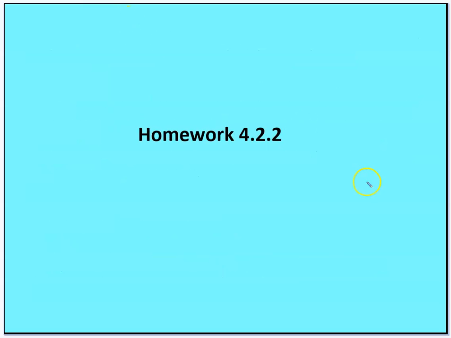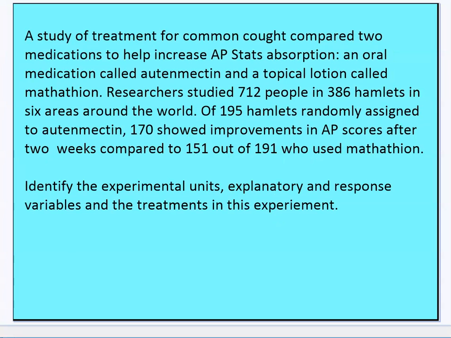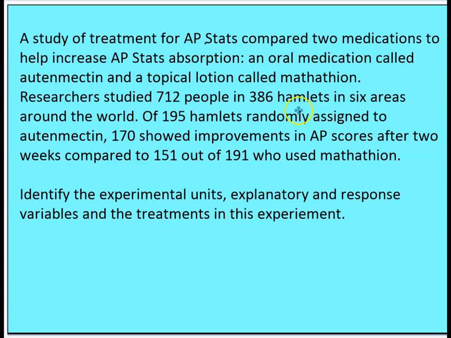So this brings us to second round of homework, 4.2.2. All right, so a study of treatment of common medications compared to medications to help increase AP stats absorption. So again, a study of treatment for AP stats compared to medications to help increase AP stats absorption, an oral medication called autenmectin and a topical lotion called malathion.